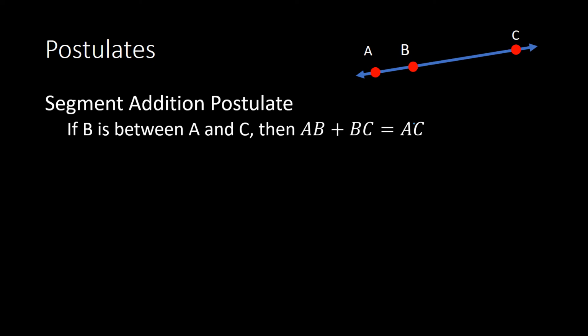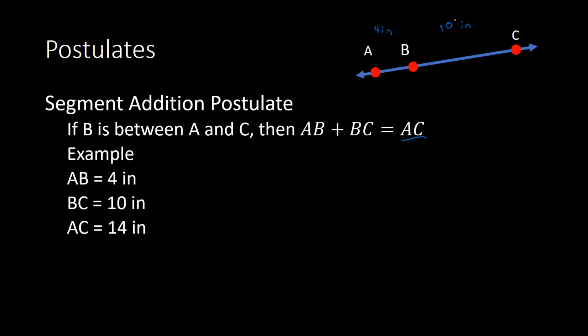So let's say AB was 4 inches. So from this point to this point is 4 inches. And then we knew BC to be 10 inches. So from here to here is 10 inches. And then the question is, what is the length of AC? So what's the length from A to C? Well, if we know this to be 4 inches and this to be 10 inches, then the length all the way across from A to C would be 4 plus 10, which would be 14.